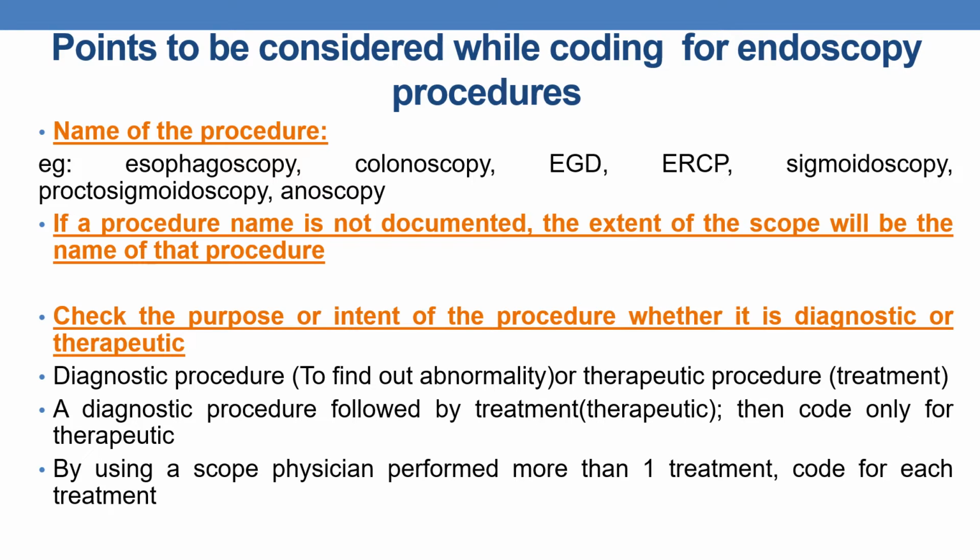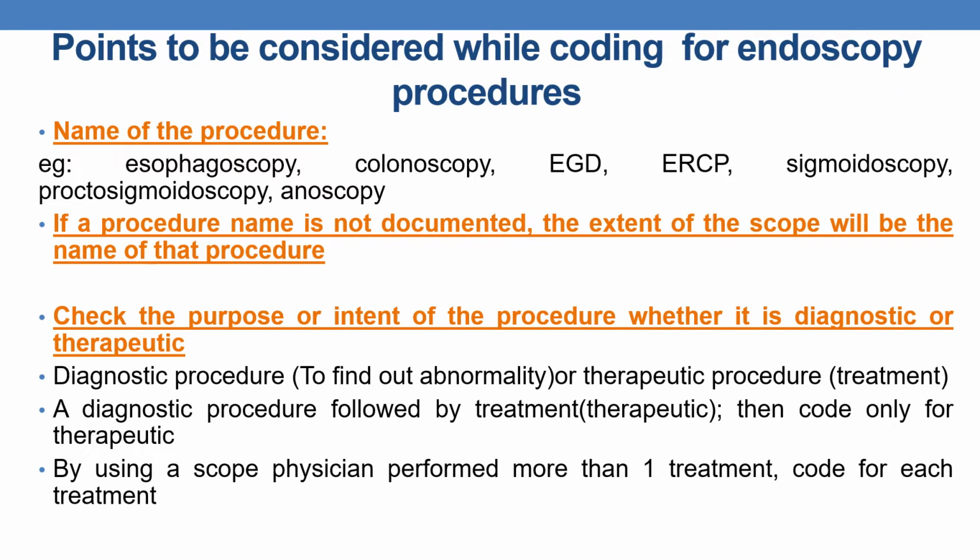A diagnostic procedure followed by a therapeutic procedure: whenever a patient presents for a diagnostic procedure, but the physician finds an abnormality and performs the treatment of that abnormality. Whenever both diagnostic and therapeutic endoscopy are performed, you need to code only the therapeutic endoscopy. That is an important point. Diagnostic endoscopy is included in the treatment. And if by using a scope a physician performs more than one treatment, you need to code each treatment. These two are the important points.